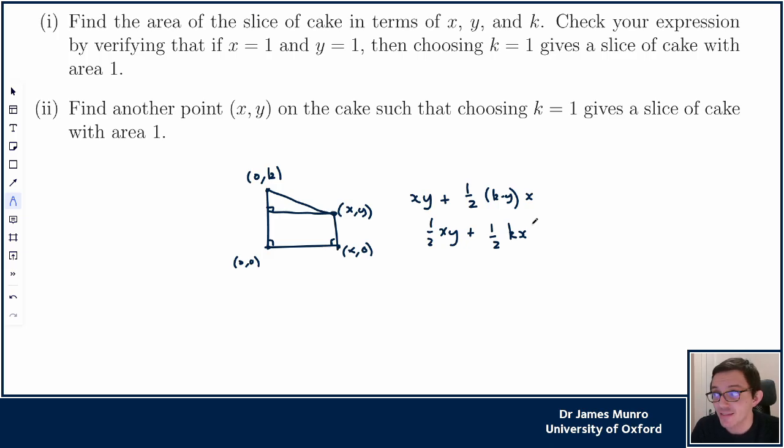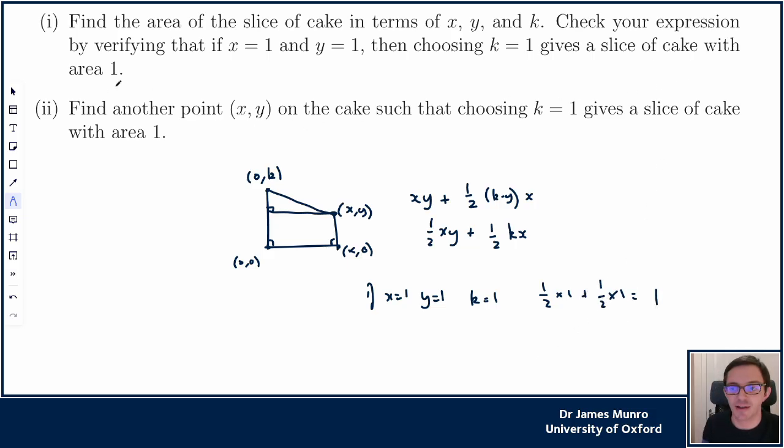Anyway, we're asked to check this expression by verifying that if x equals 1 and y equals 1, then choosing k equals 1 gives us 1/2 times 1 plus 1/2 times 1, which is equal to 1. A slice of cake with area 1. Good. Okay, for part 2, we're asked for another point on the cake, another pair of coordinates x and y, not this one, such that choosing k equals 1 gives a slice of cake with area 1.